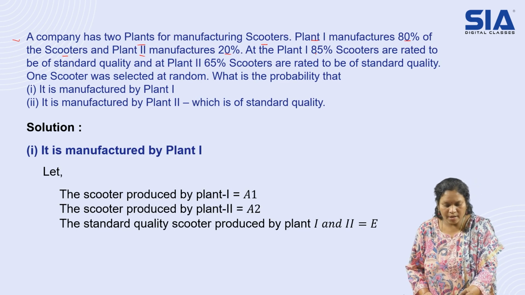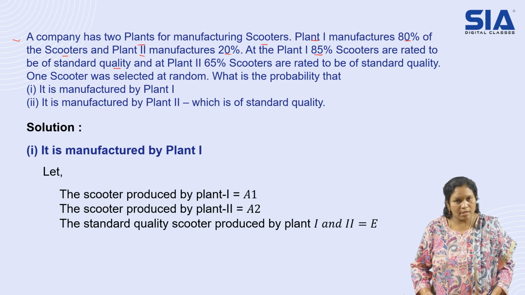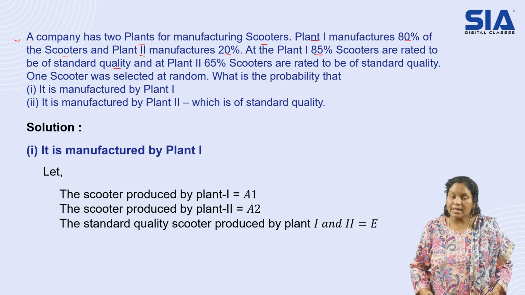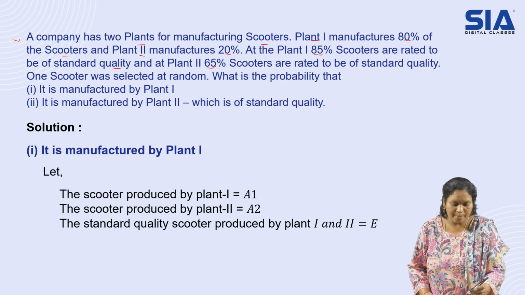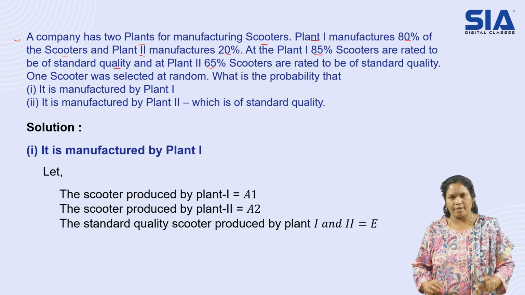Next, at plant 1, 85% of scooters are rated to be of standard quality. So quality levels are also given for us. Plant 1 gives 85%, then plant 2 gives 65% good quality products. So the two plants' quality levels are also given.